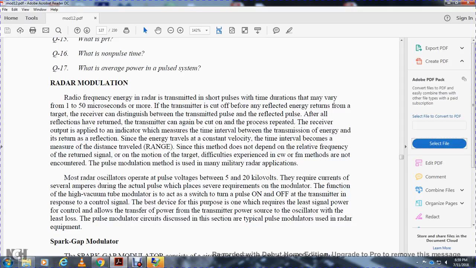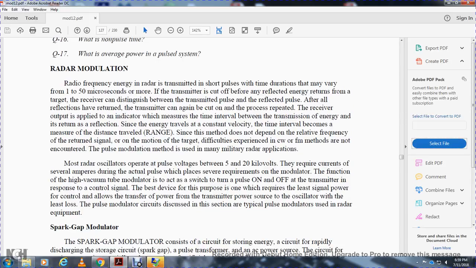The receiver output is applied to the indicator, which measures the time interval between the transmission of the energy and the return of the reflection. Since the energy travels at constant velocity, the time interval is a measure of the distance traveled, which is the range. Since this method does not depend on the frequency of the returned signal or the motion of the target, difficulties experienced with continuous wave and frequency modulation methods are not encountered in the pulse modulation method used in many military radar applications.